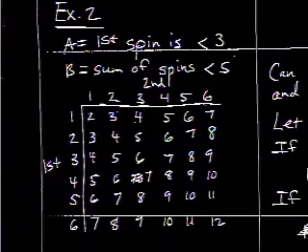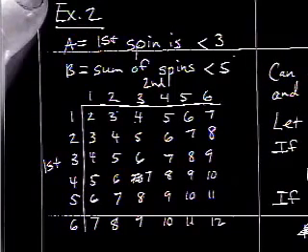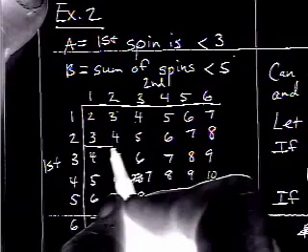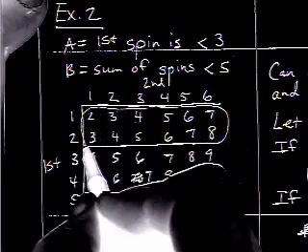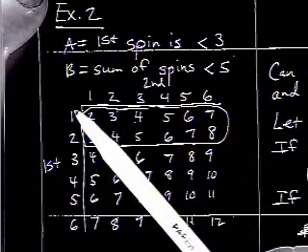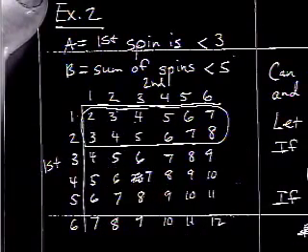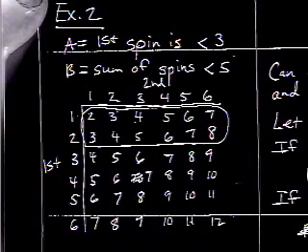Now, the probability of A, the first spin is less than 3. Well, that happens to be all of these options in here, because the first spin would be a 1 or a 2. So there are 12 out of 36, or 1 out of 3 options there.